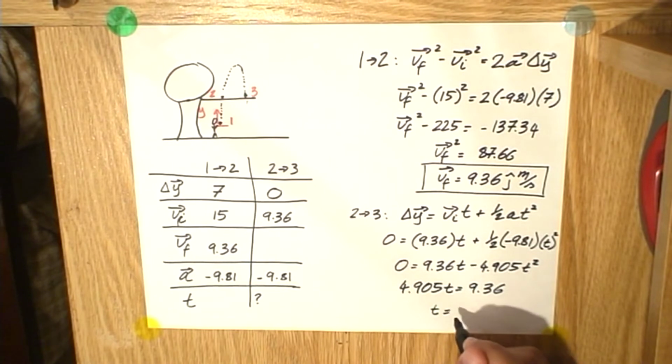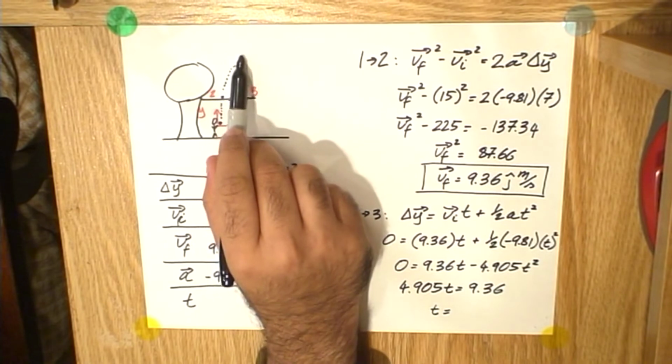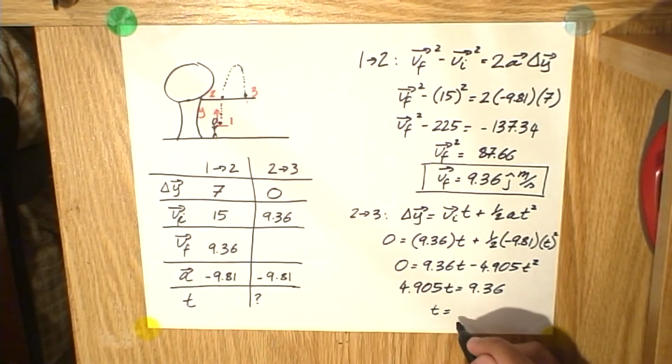So the time that elapses between photo 2 when it reaches the branch the first time and photo 3 as it reaches the branch on the descending path is 1.91 seconds.